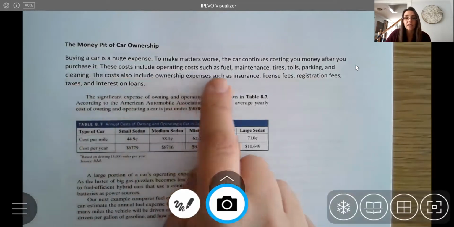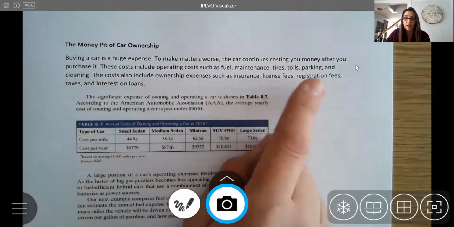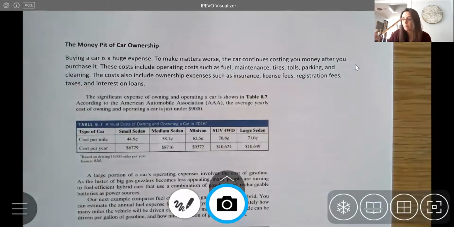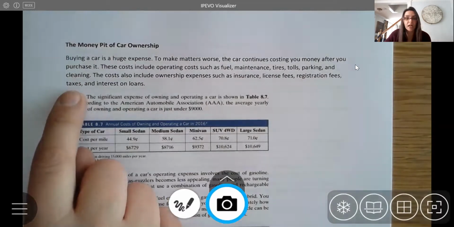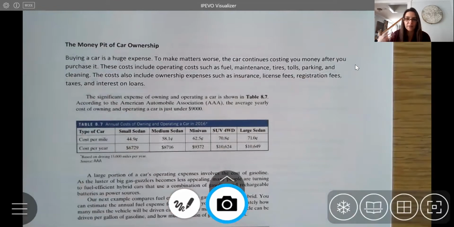You also have to include things like insurance or license fees, like fees for your own license, right? Registration fees. So you have to renew your registration every 2 years. There are taxes that you have to pay on vehicles. Excise tax usually comes in right around February from your city, interest on loans, and so on. So there's a lot of expenses that come in.